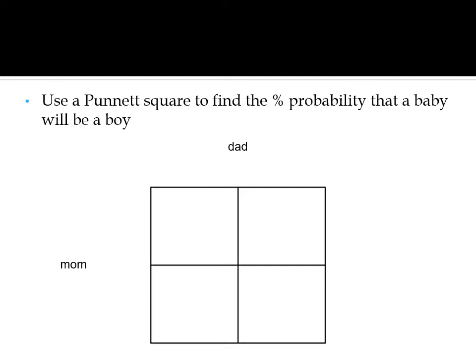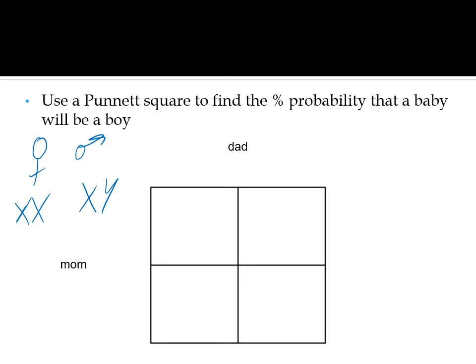This one's a little bit different. It just says use the Punnett square to find the probability percentage that a baby will be a boy. So what genes can mom give? What genes can dad give? If you remember back when I said before, females have X and X chromosomes for the sex chromosomes, where males have X and Y for their sex chromosomes. So that's what we're going to write here.